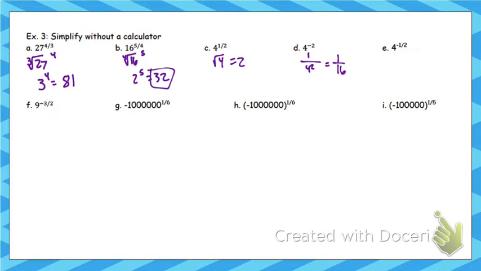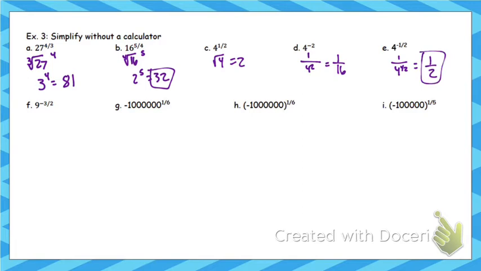4 to the negative 1/2, now this one gets missed a lot. A lot of times people think that negative, once you start combining it, will just become a negative 2, or a negative 1/2. It's not actually making this negative. Remember, the negative exponent moves this to the bottom. 4 to the 1/2 is the square root of 4, which is 2.